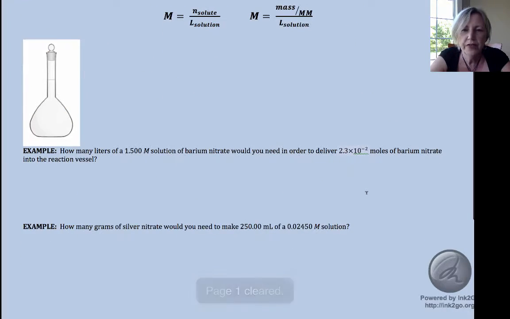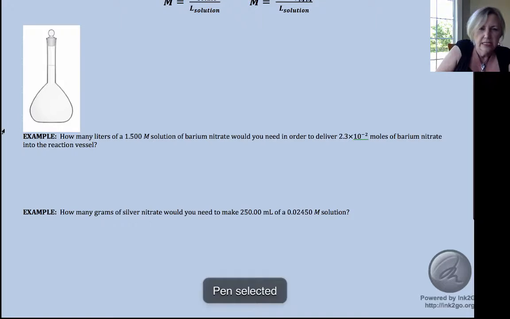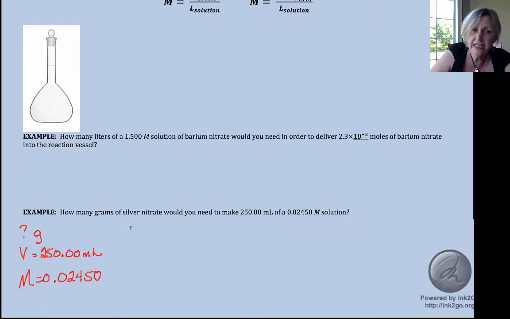Now, let's take a look at this next one. This would be a really common one that I would have to do if I was setting up an experiment for you. So how many grams of silver nitrate? It's question mark grams. My givens: I have a volume equal to 250.00 milliliters, and I have a molarity equal to 0.02450. Those are my givens. I want to check my units. Now, milliliters are not okay. We need to use liters. So I'm going to convert those milliliters to liters.